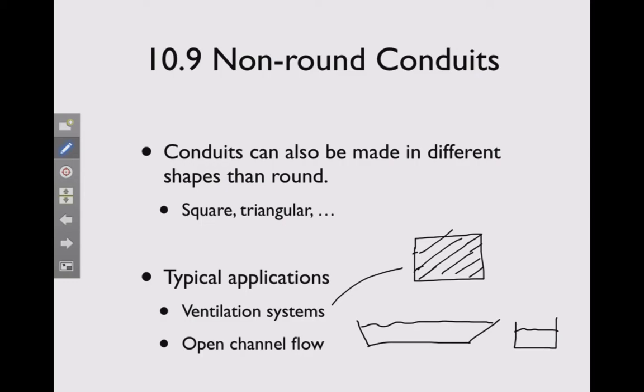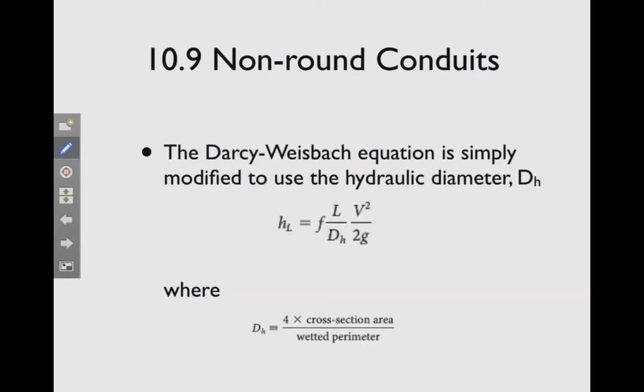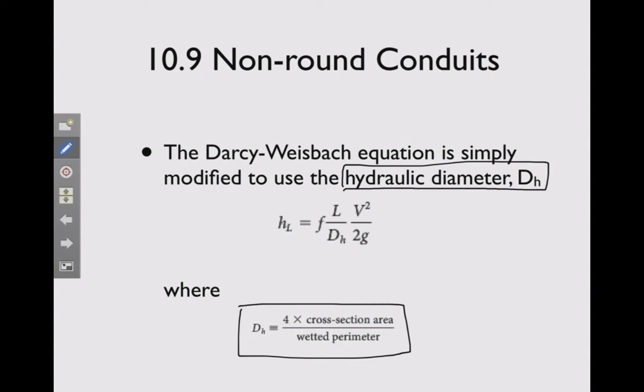So we need a way of dealing with non-round conduits. And the way we do that is to apply the Darcy-Weisbach equation, but instead of using the diameter of a circle, we're instead going to use what's called the hydraulic diameter, d sub h. And that is going to be defined as 4 times the cross-sectional area divided by the wetted perimeter. And what do we mean by the wetted perimeter?